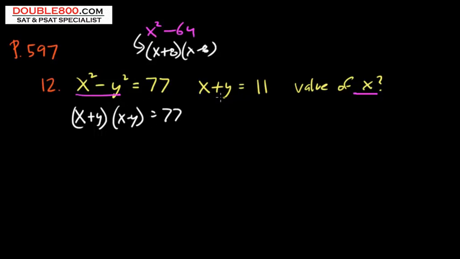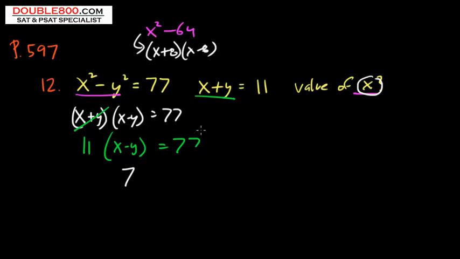Now we've re-expressed it. Look at this second equation. We know the value of x plus y is 11, and so we're going to substitute this whole quantity for x plus y as 11. So now we know that the quantity x minus y, this whole quantity, has to equal 7. And you have to be careful. The question's not asking for x minus y, it's asking for x.